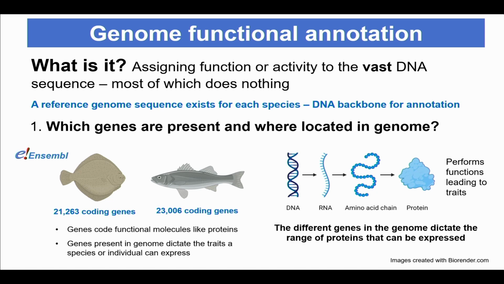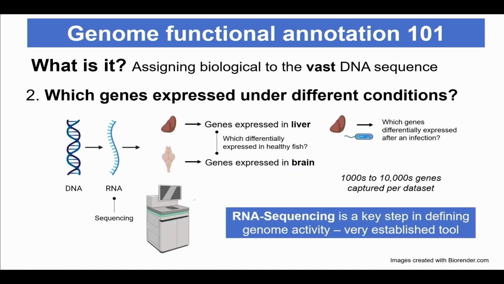So that's the simple first step. But then the next step is, if we know the genes in the genome, how are they being used under different conditions that might be very relevant to different traits in aquaculture? And this is where the methods we're using start to come in.